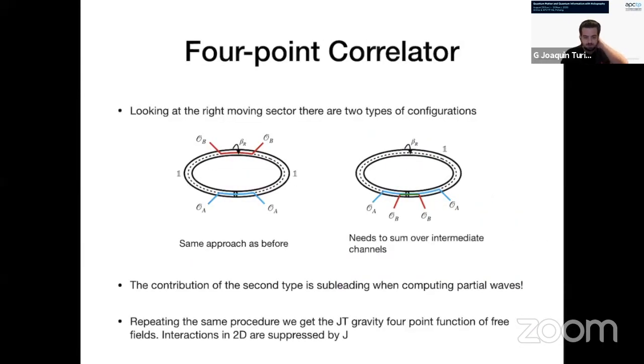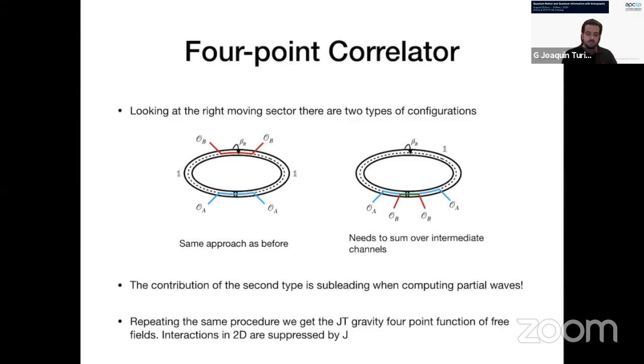Okay, we can do the same for the 4-point function, although it's a little subtle, but the point is that we take two pairs of operators A and B, and this is the right moving torus. We choose them to be close to each other in pairs so that we can justify that we have the identity propagating here and here, and so that the channel is trivial.